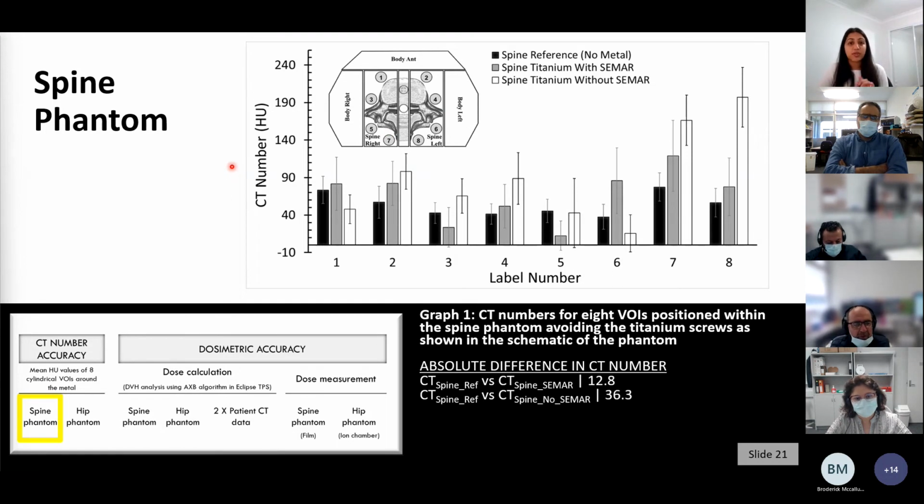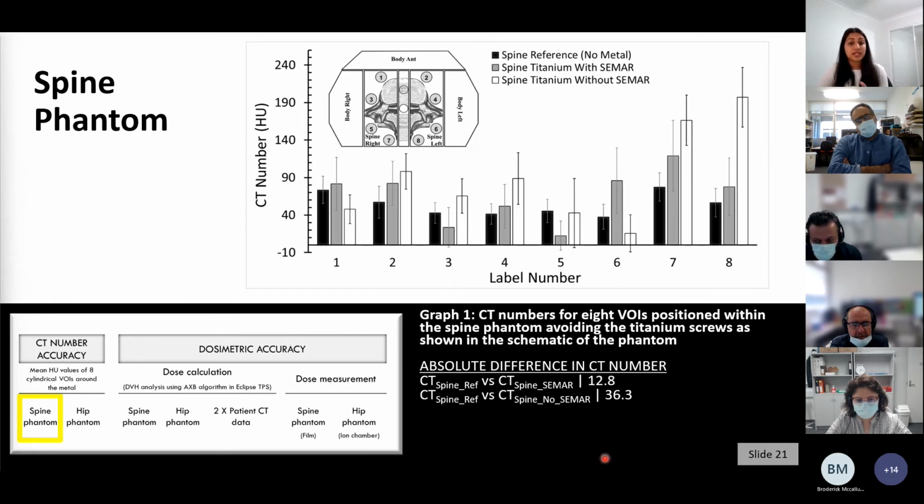Similarly, for the reference versus no SEMAR, i.e. the black and the white bars, the mean CT number was 36.3. So looking at the values here, we can see that correcting artifacts with the SEMAR filter generates CT numbers that are closer to the corresponding metal-free CT scan, which in this case is our reference.